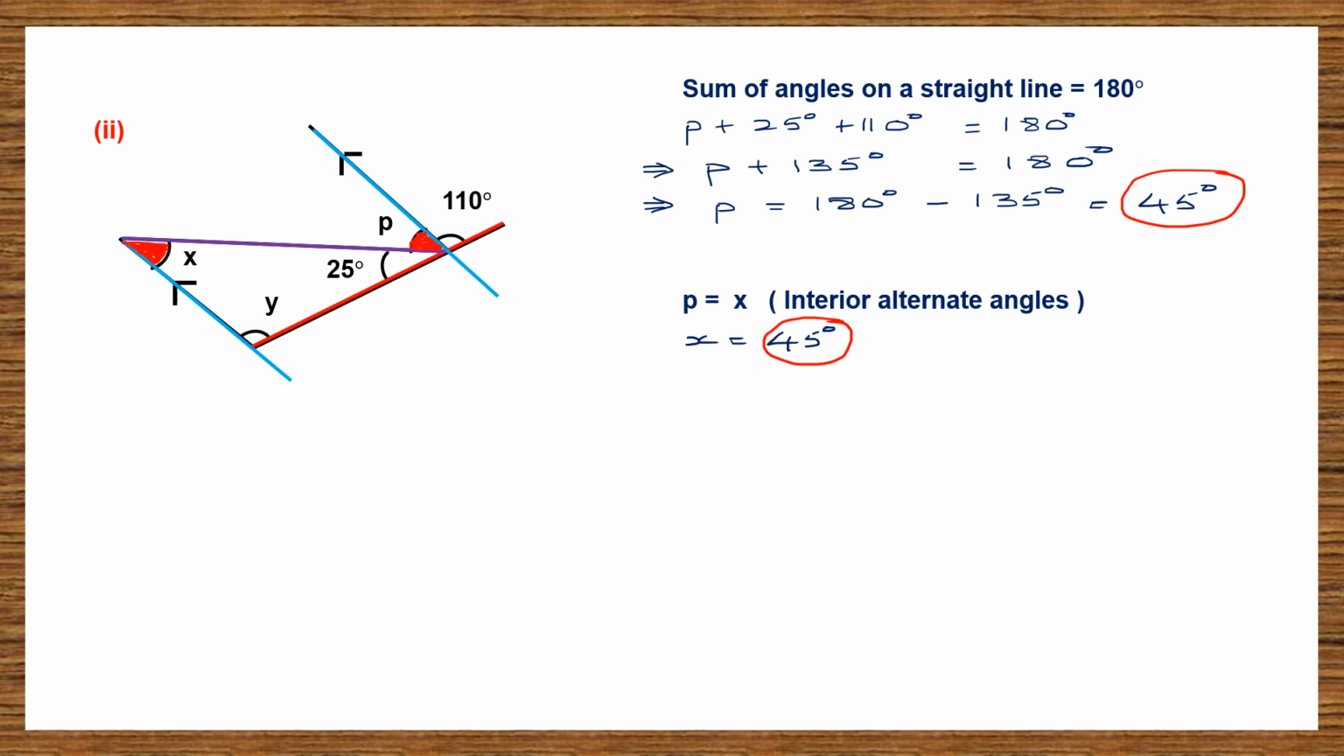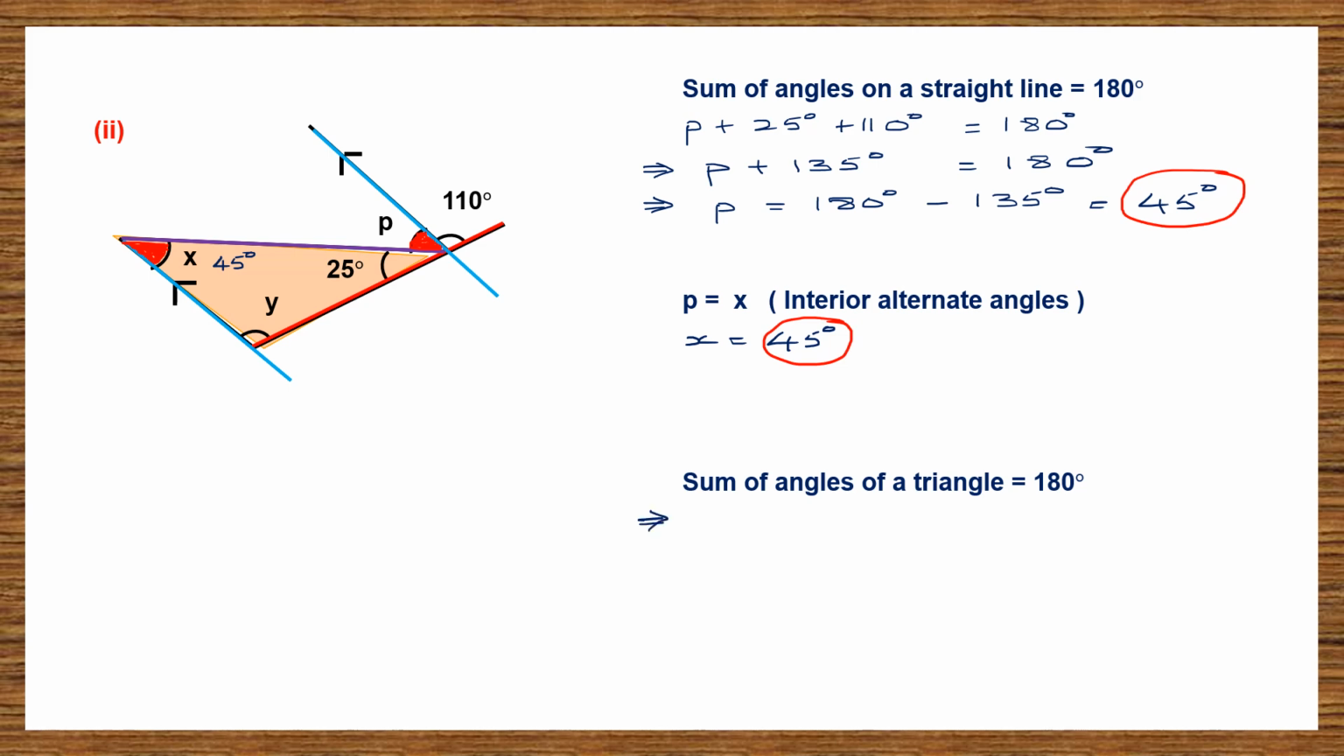Let's write X there. So the value of X is 45 degrees. We just need to find Y. Now, if you look carefully, this forms a triangle, isn't it? So this is a triangle, lightly shaded there. That's a triangle. And what do we know about properties of angles in a triangle? Sum of angles of a triangle is equal to 180 degrees. That means if I add up these three angles, I will get 180 degrees.